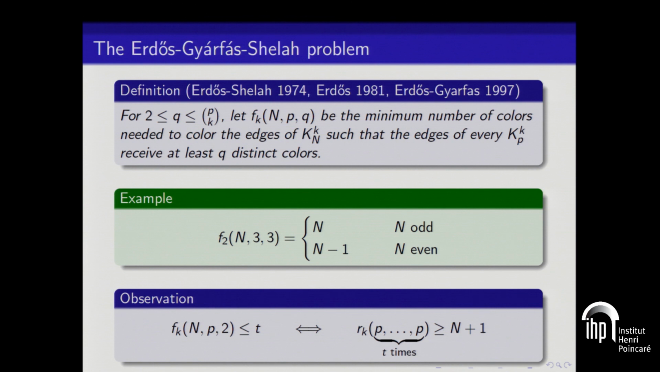So F sub k of capital N, P, Q is the minimum number of colors you need to color the complete graph, such that if you look at any p points and the p choose k edges among them, they get at least q colors. Of course you can do this, give every edge its own color, but you want to minimize the number of colors globally.